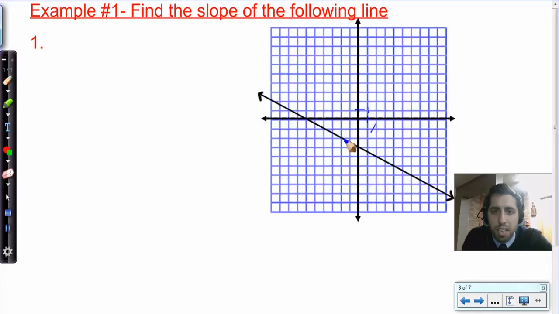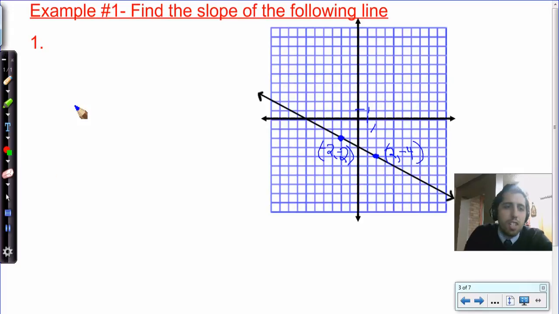So let's use this. This is a good one to use. It looks like it's right on the intersection of negative 2, negative 2. And then let's also choose another one. This is right at the intersection of 2 to the right, then down 4, negative 4.